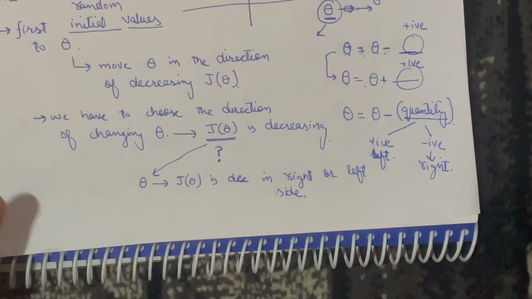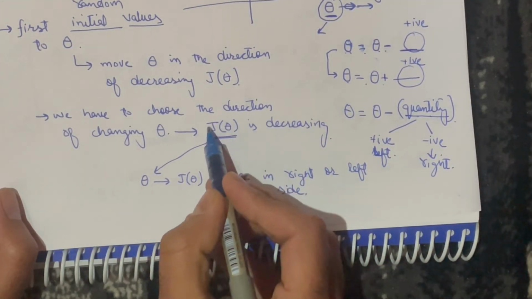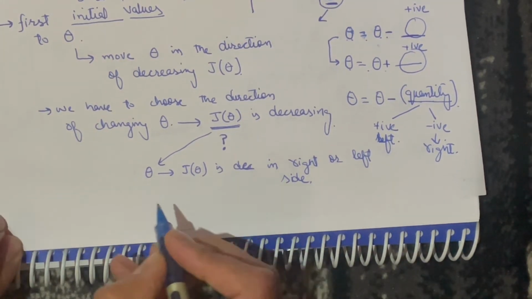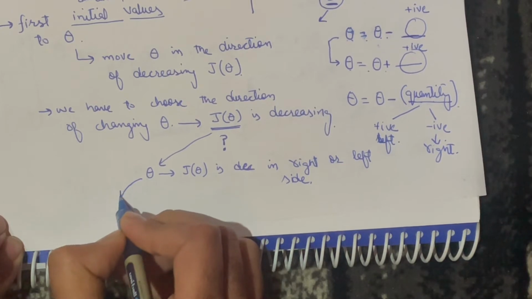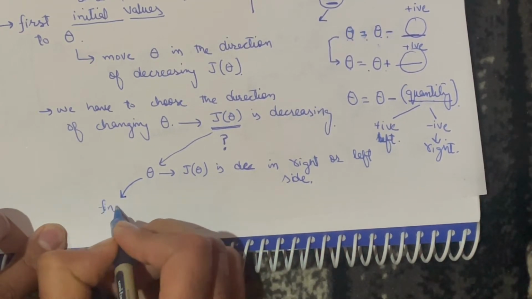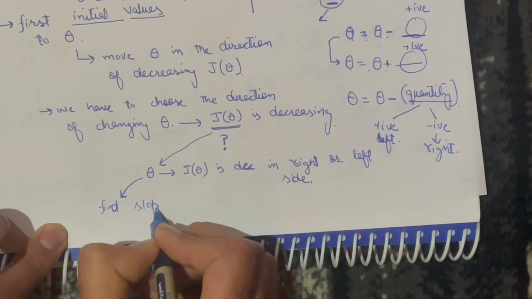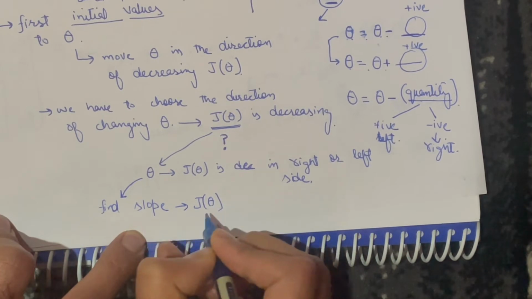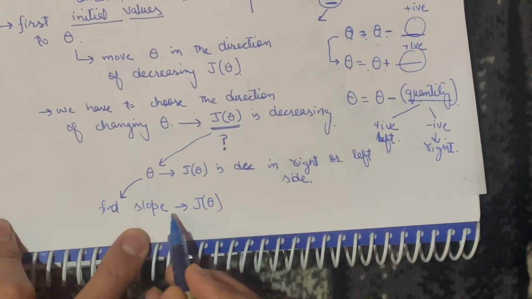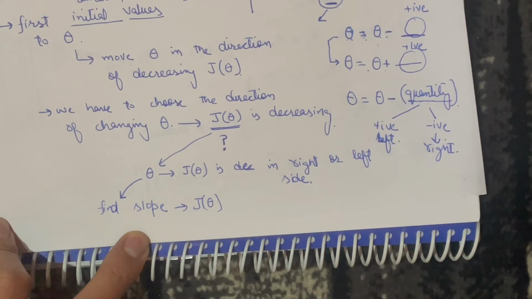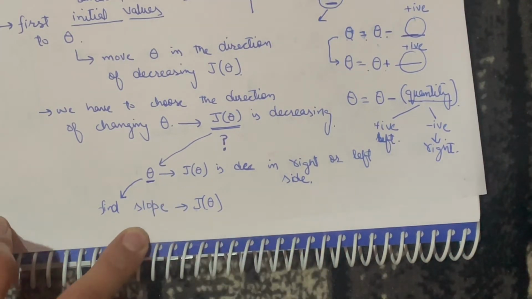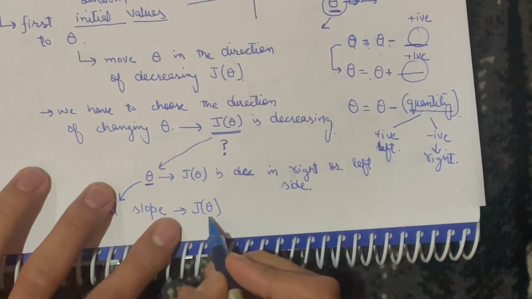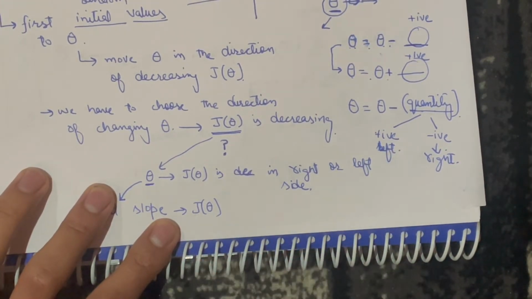Now we are here. So how can we find out whether J theta is decreasing on the right side or the left side? What we can do is, at this particular theta, we will find the slope of this graph. And what is this graph? This is basically J theta, the cost. We will find the slope of this particular graph at this particular point at theta. By finding the slope we can say whether J theta is decreasing on the right side or on the left side.